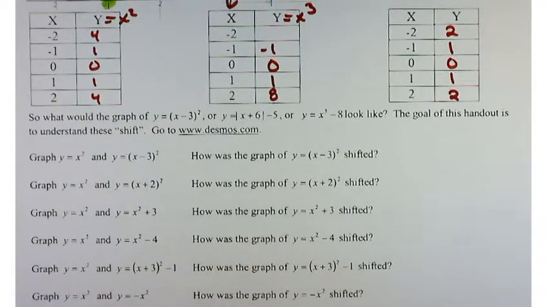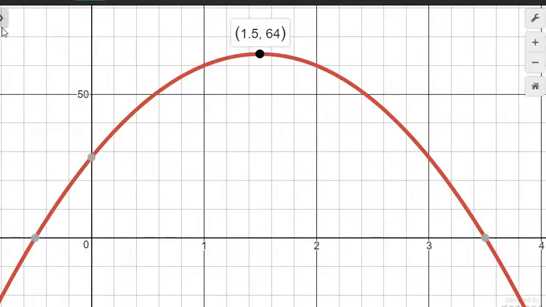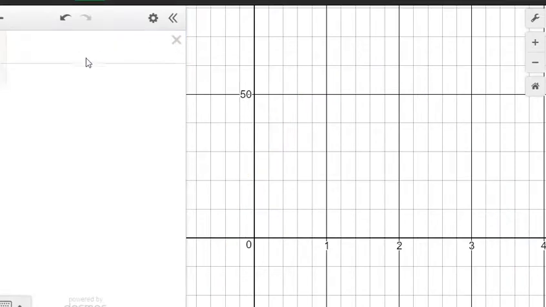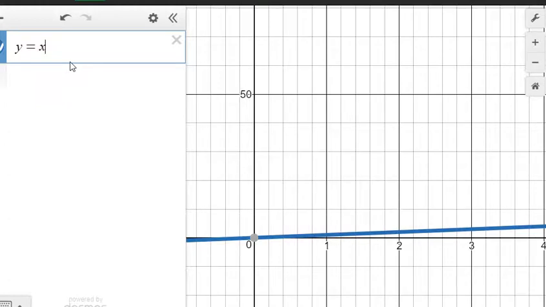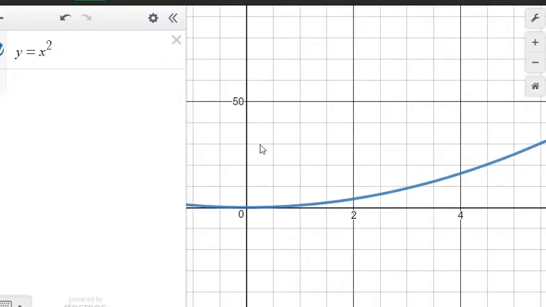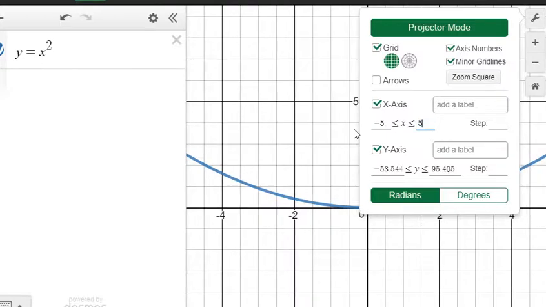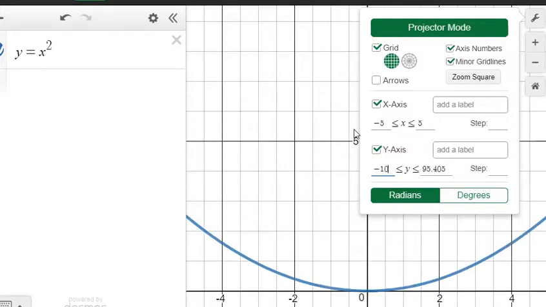So click over to Desmos. And that'd be right here. Let me get rid of this function here. So I'm going to type in y equals x squared. Now to get the square key, you've got two options. You can hit the shift key above the 6. So shift and then 6. And I've got to change this up a little bit. Yours might look a little different at this point. Let me go from, say, negative 5 to 5, and negative 10 to 10.